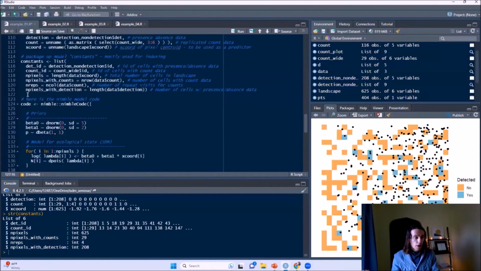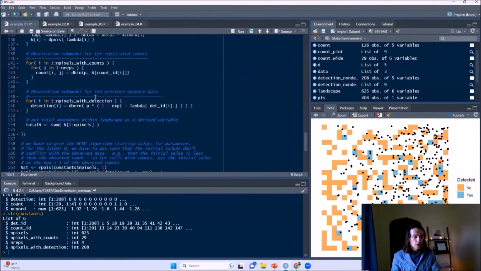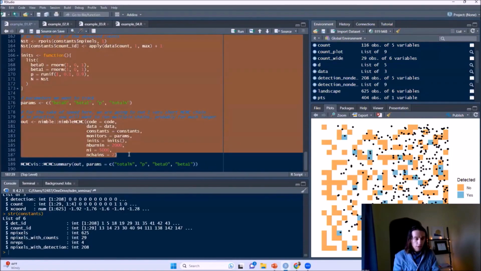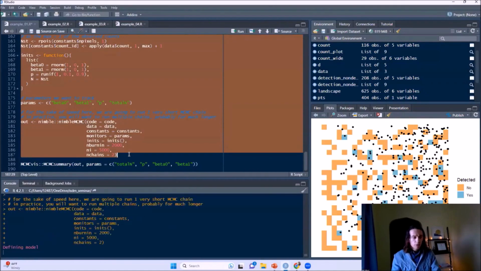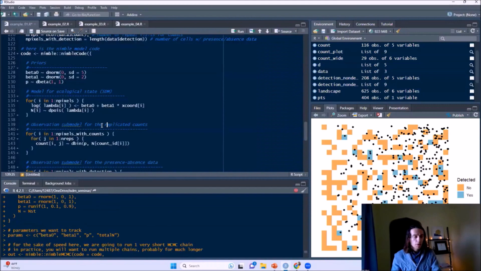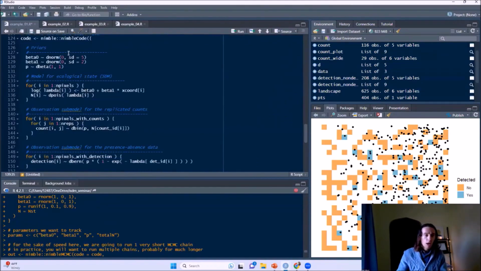So that's the setup. And now I'm going to go ahead and run this model so it can be running while I'm talking about it, because I think it might take a minute or two. So I'll run all of that. And then I'm going to scroll up and talk about the model itself.